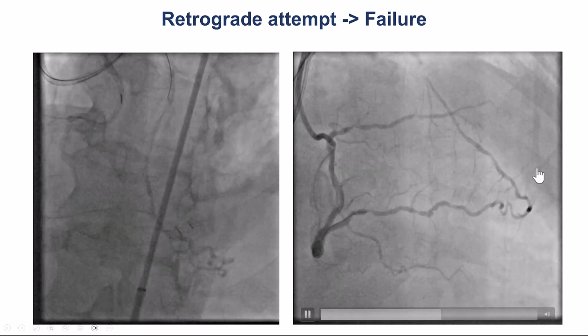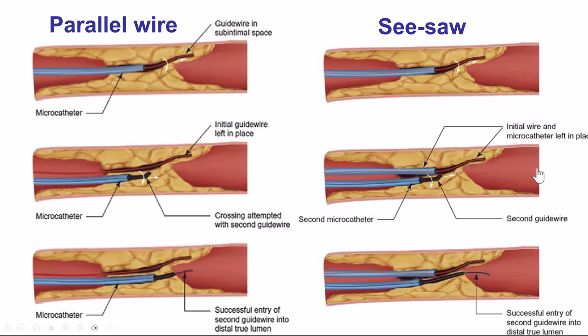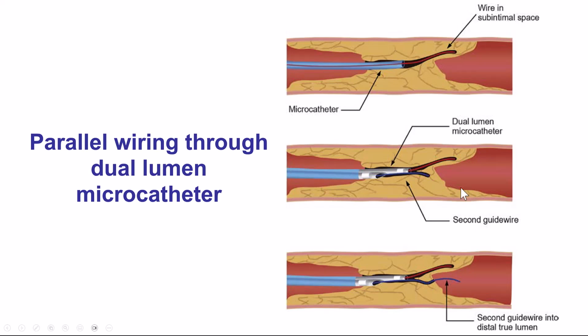So we tried to cross this collateral, but somehow we were unable to do so. So we're back to the antegrade approach. And the options here are again to do reentry or to do the parallel wiring technique. Traditionally, it happens leaving the wire in place, coming with a microcatheter and a second wire. The variation called seesaw involves using two single lumen microcatheters, but there's also a variation in which we use a dual lumen microcatheter to do the parallel wiring.